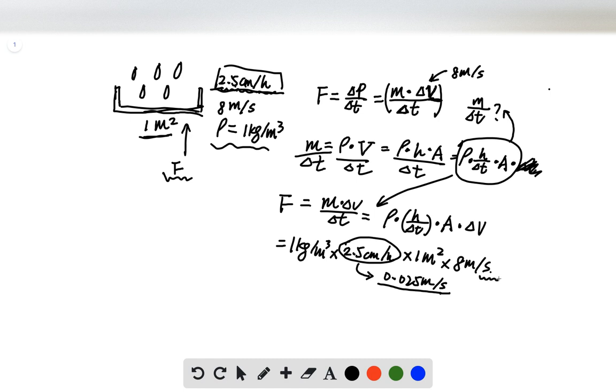So we will divide it by 3,600 because this is per hour. So if we want per second, it will be a much smaller number. If we substitute this expression here and we enter everything into the calculator, we will get 0.056 Newton, and that is the force at the bottom of the pen.